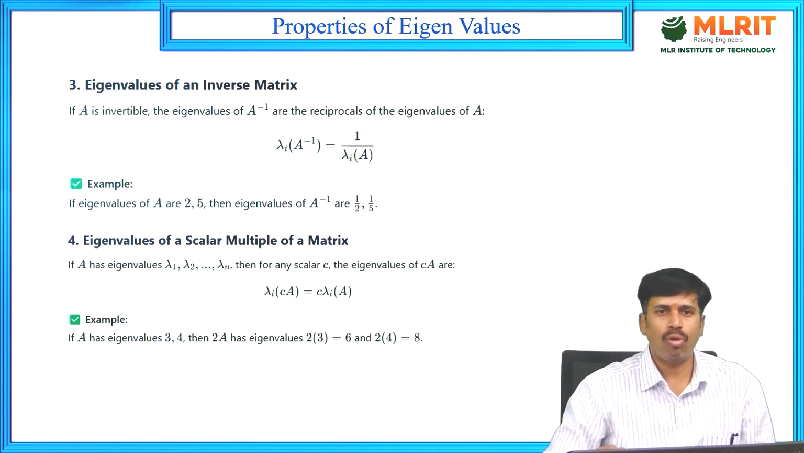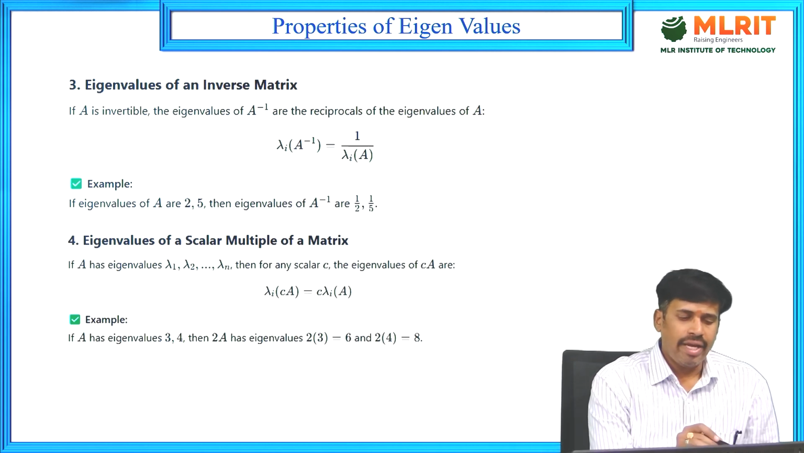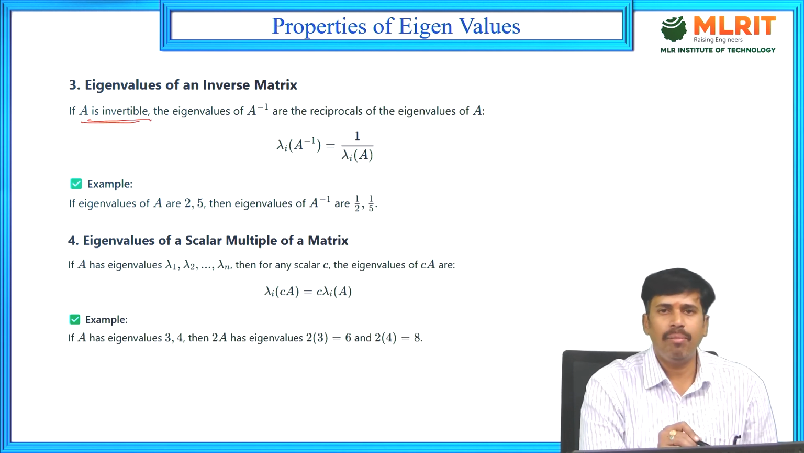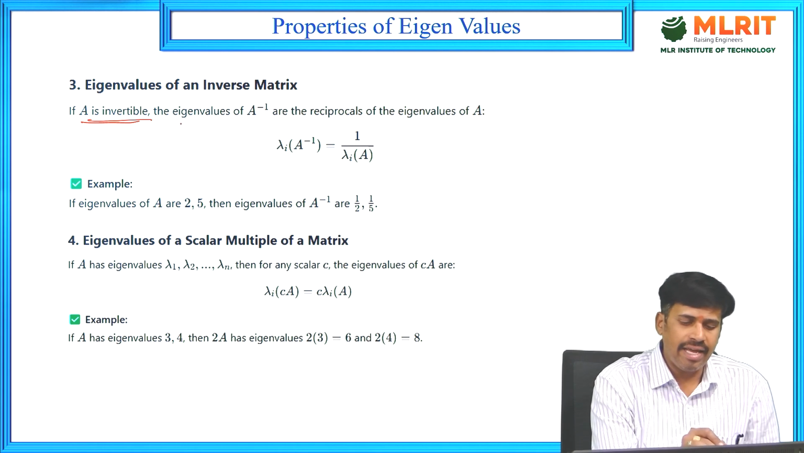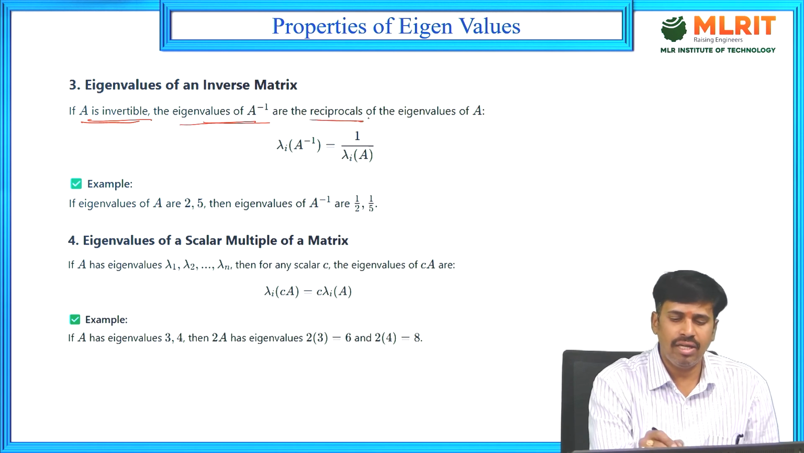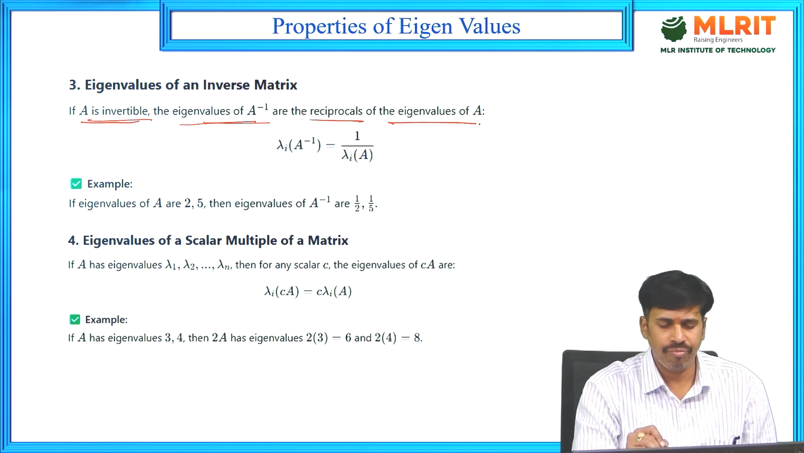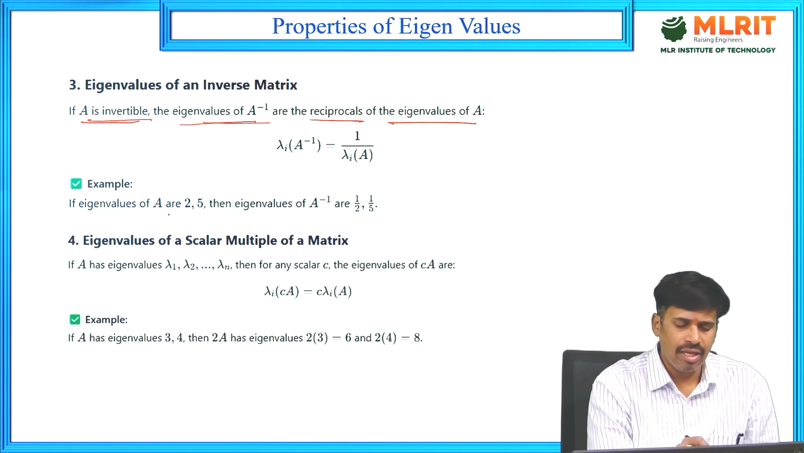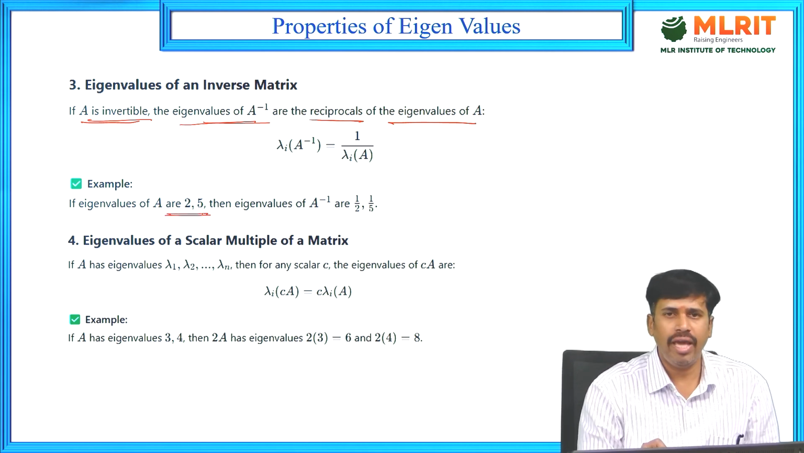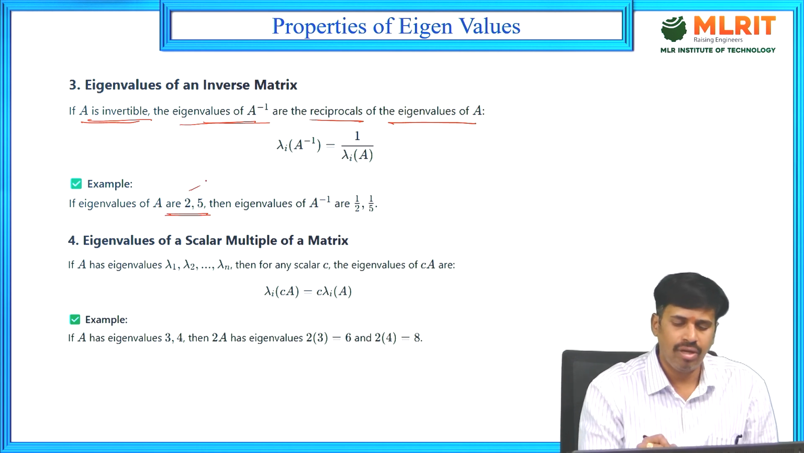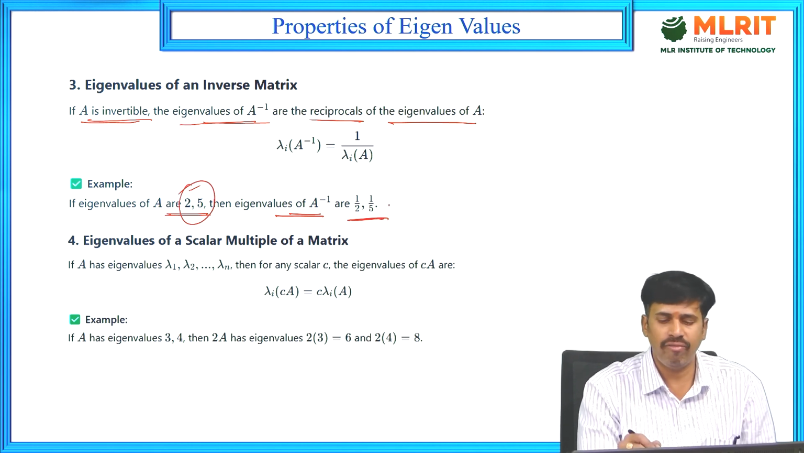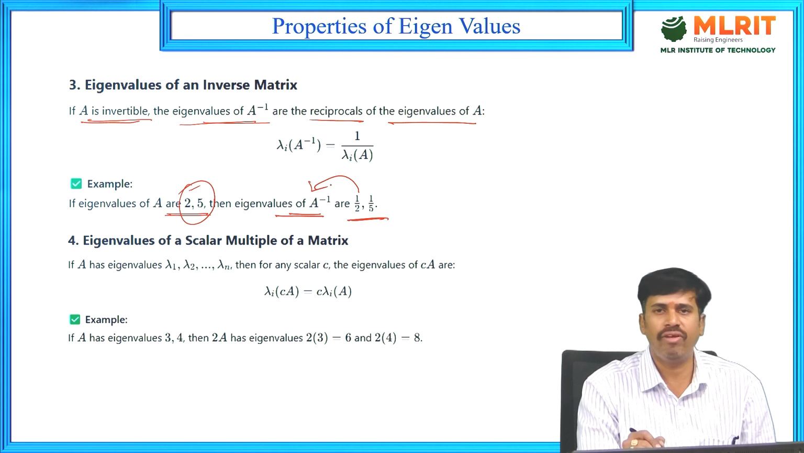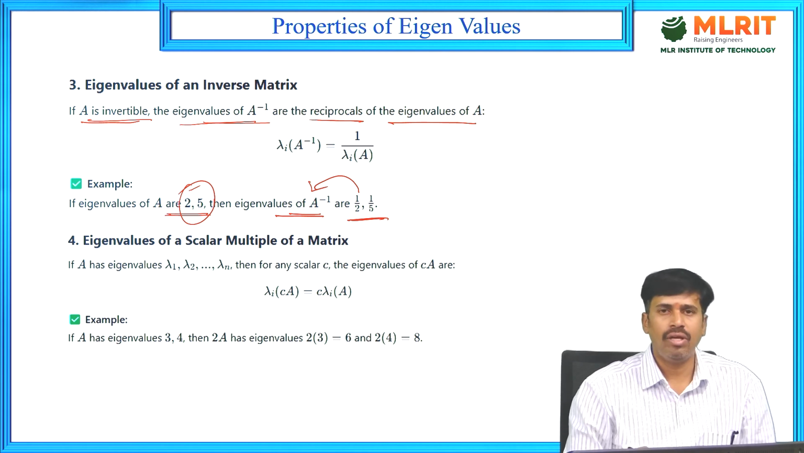Coming to the next property, eigenvalues of an inverse matrix. If A is invertible, meaning the inverse exists, then the eigenvalues of A inverse are nothing but the reciprocals of the eigenvalues of A. Say for example, if for any matrix A the eigenvalues are 2 and 5, what will be the eigenvalues of its inverse? For A inverse you just take the reciprocals, that is 1 by 2 and 1 by 5 are the eigenvalues of A inverse.